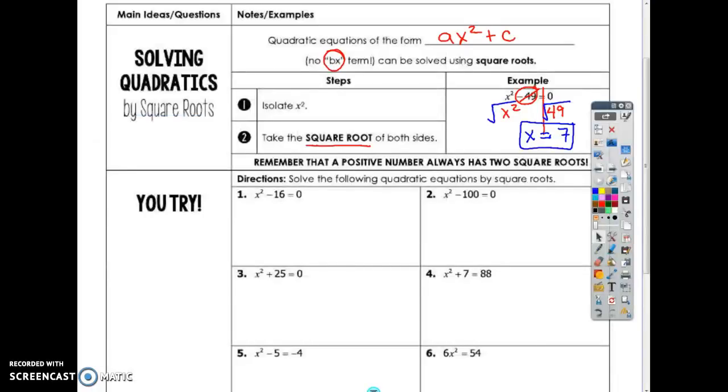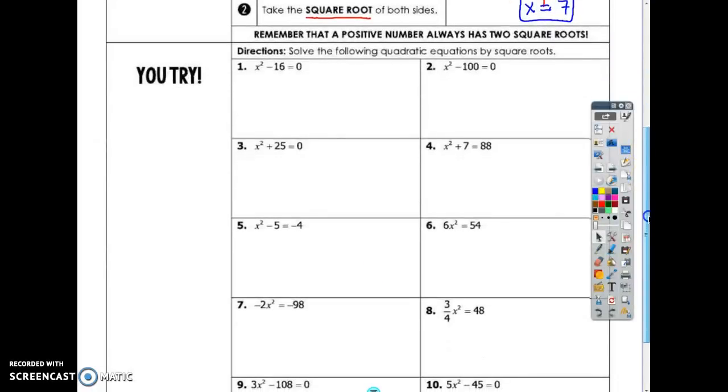Okay, so let's try to do some more. Let's do problem number 1. What do you move? The negative 16, and you change the sign, se cambia el signo, 16. So bring this down, x squared equals 16. We're going to take the square root of both sides.